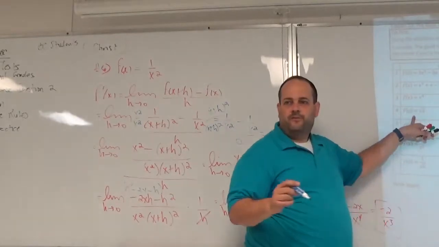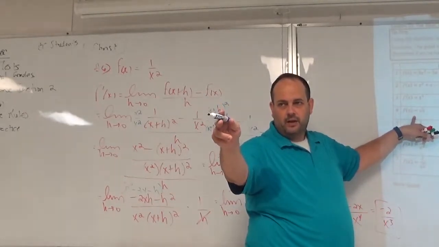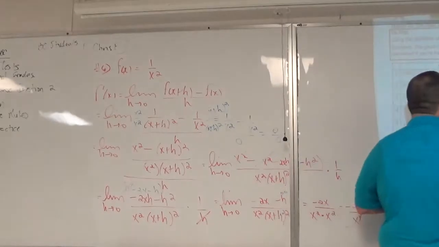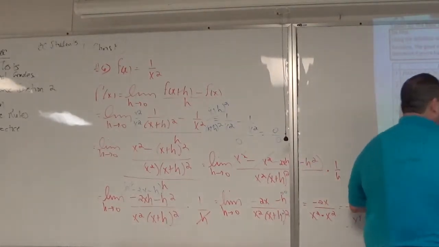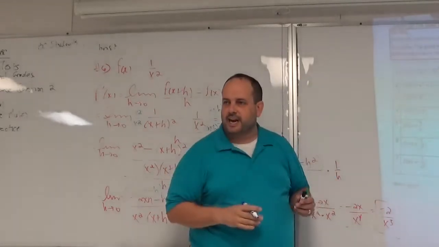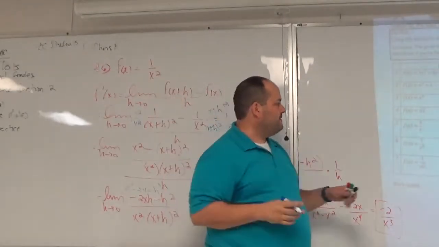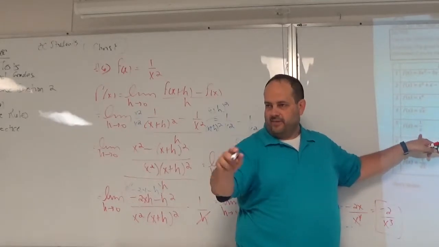Okay, group number 4. Was that you guys? What did you get? 1 over 2 radical x. 1 over 2 radical x. Perfect. Could not have asked for better. Perfect.